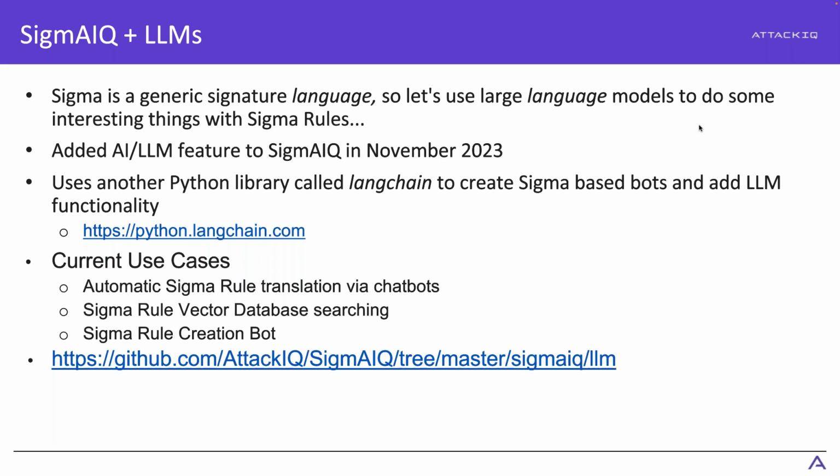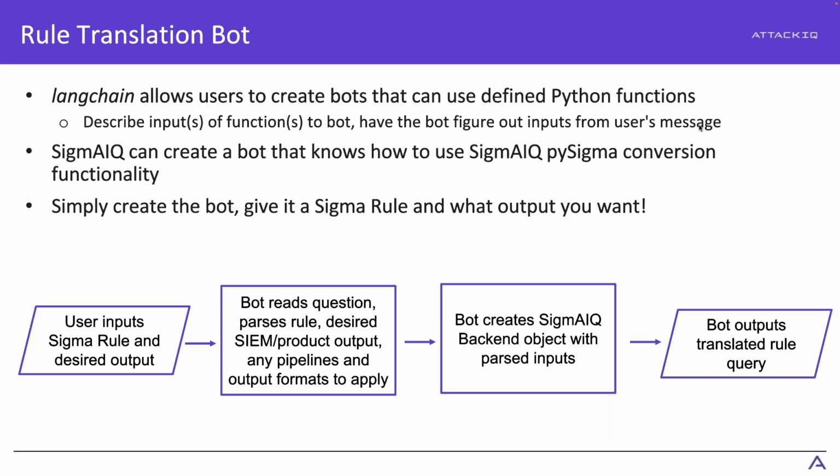So starting with the rule translation bot, one of the cool things that LangChain makes it easy to do is you can create a bot and you can tell the bot, hey bot, I have all these Python functions, or maybe I have this Python library. Here's the inputs to it. Here's what the inputs do. Anytime the user asks this specific sort of question, use this Python function with these inputs and take the output and give it back to me.